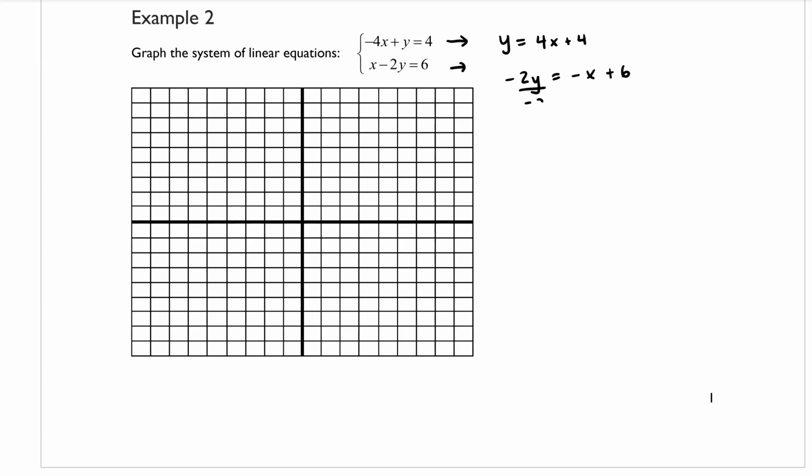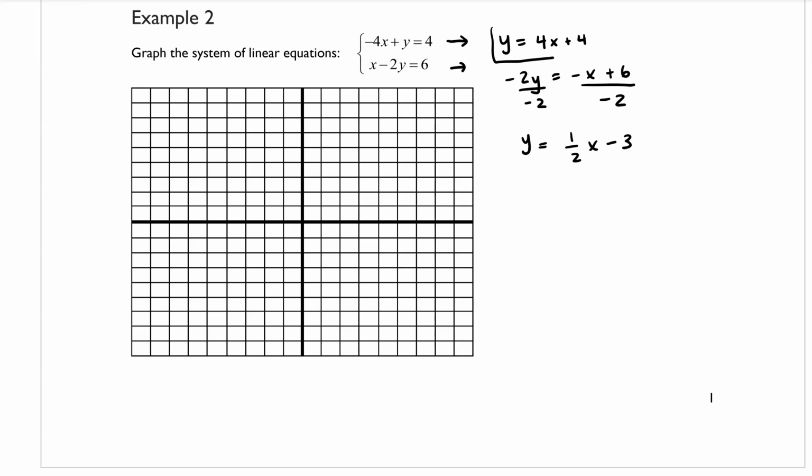And then I want to divide both sides by negative 2. Now, if this were an inequality, we would have to worry about flipping the inequality symbol, but it's an equation, so we don't have to worry about that. So then we have y equals 1/2 x minus 3.